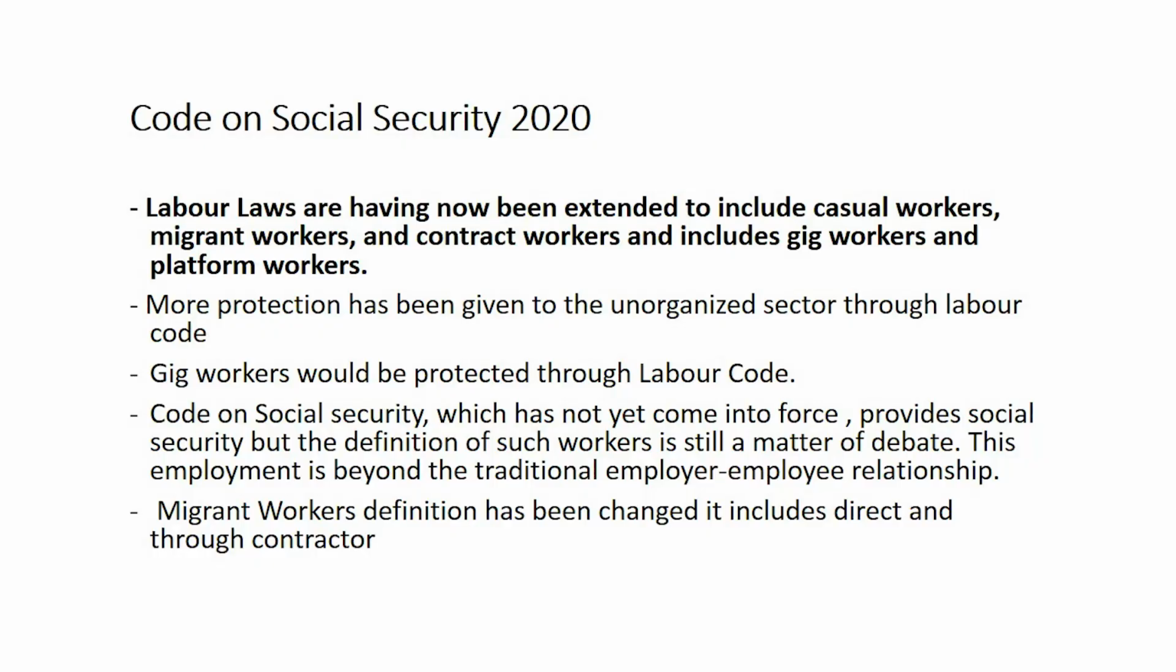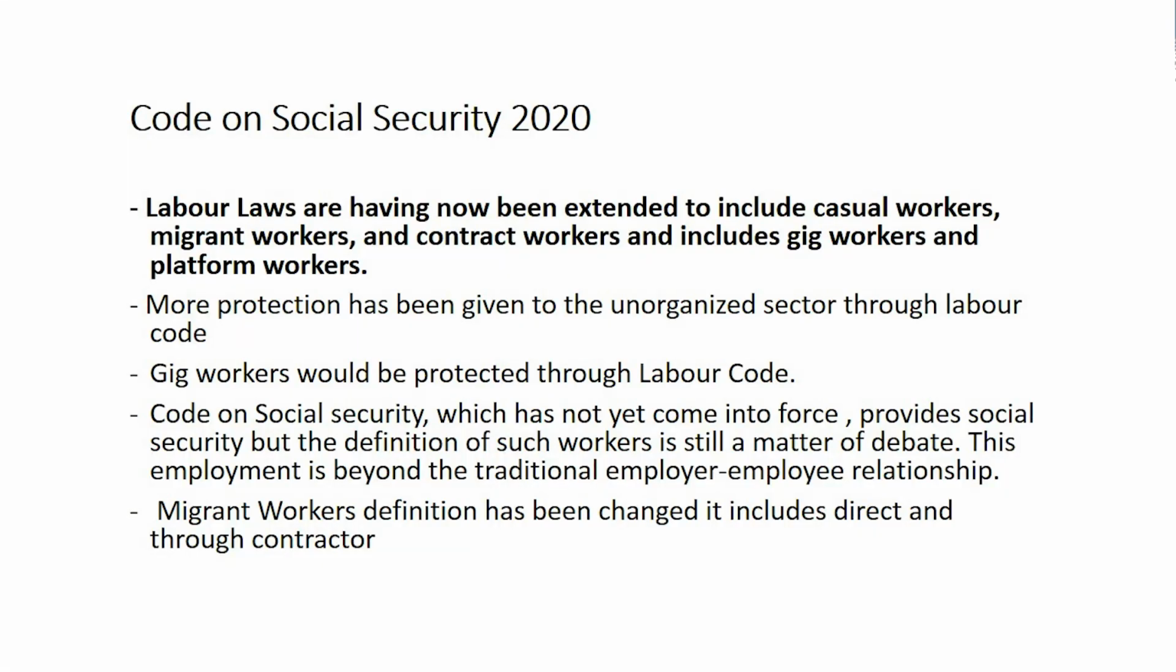After that, the Code on Social Security, 2020, because labor laws have been extended to include casual workers, migrant workers, contract workers, and it includes gig workers and platform workers. Earlier, when we talked about casual workers, we had no protection for them. For migrant workers, we have legislation, but we saw the condition at the time of COVID. When we are talking about gig workers, all the time we are using Ola, Uber and everything.